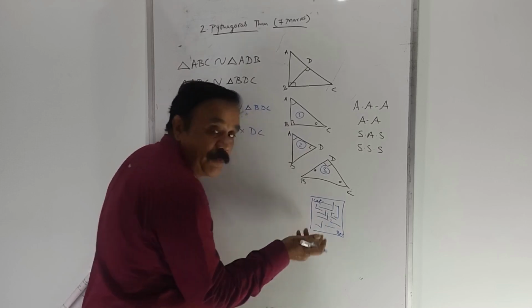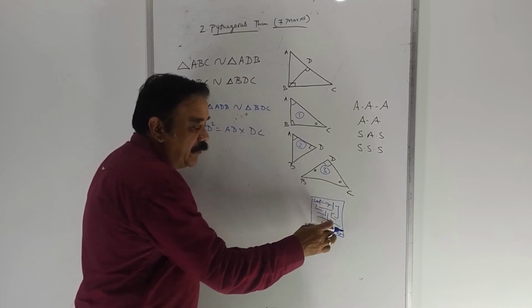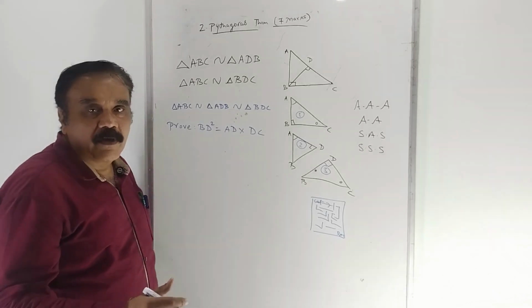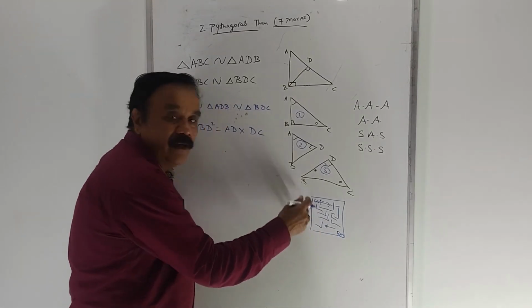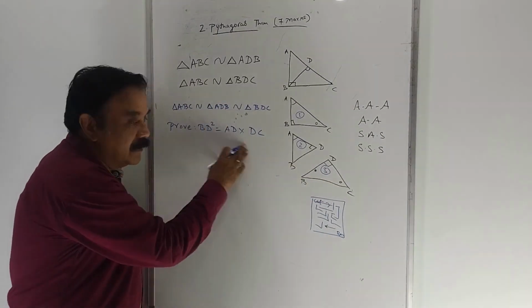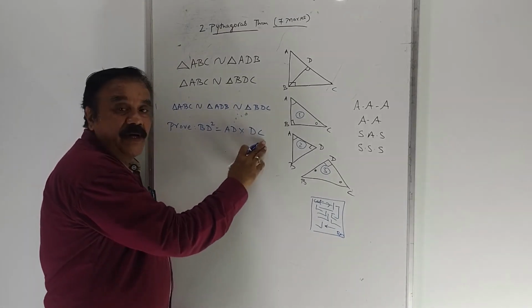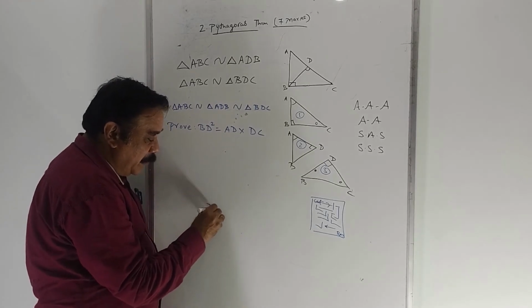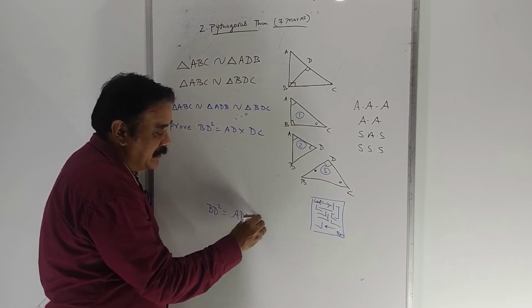You might have always experienced that if you go from the cat, it is very difficult to reach the rat. So when you grew up, you became extra smart and went from the rat to catch the cat. Same here. Always remember, I want to prove BD square is equal to AD into DC. So what you do, you write this at the end. I want to write this.